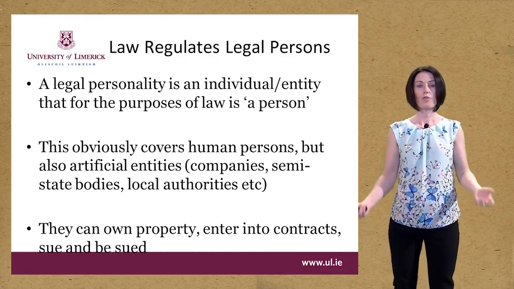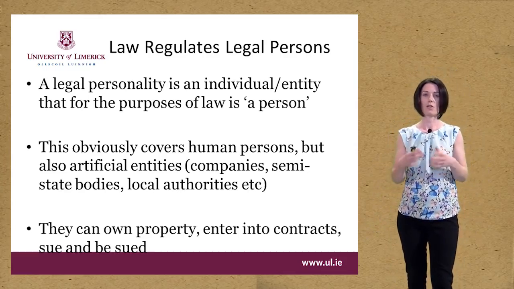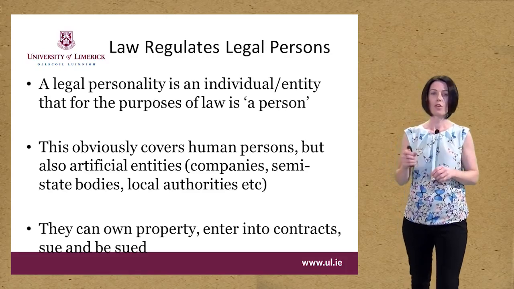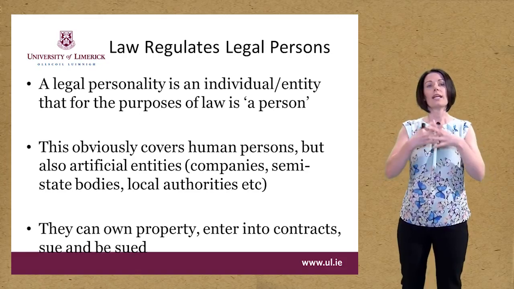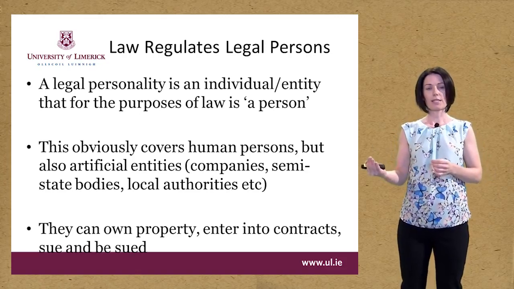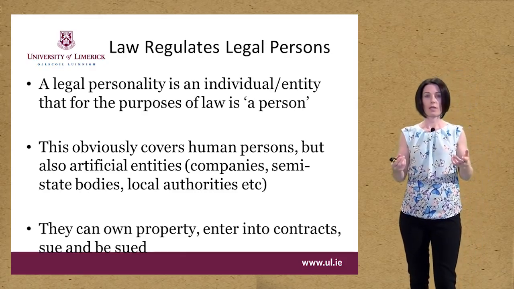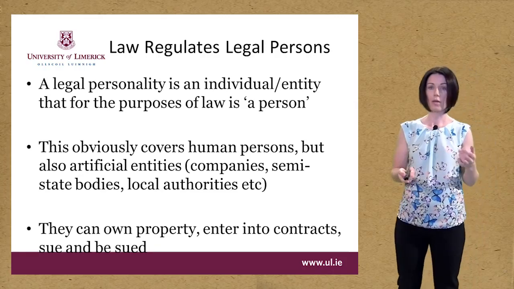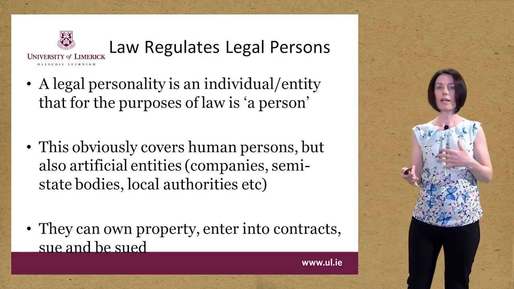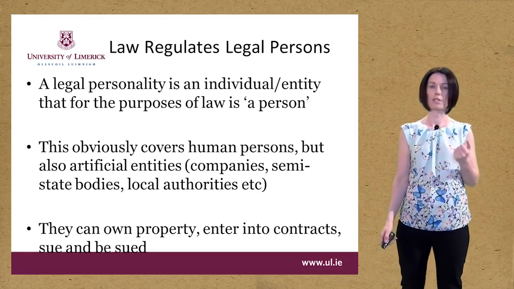So law then regulates human behaviour and therefore human persons or legal persons. However, it's important to note that legal persons aren't just human persons, but are also legal entities such as state bodies or companies, for example. So these bodies are also known as legal persons, and they can own property, sue and be sued. So law regulates legal persons, but it's more than just human persons, also companies and state bodies, for example.